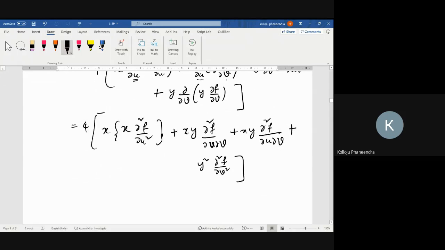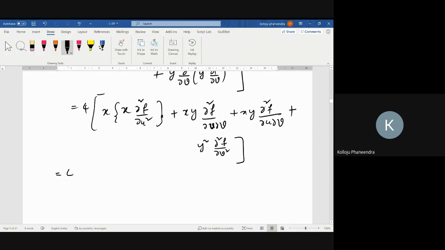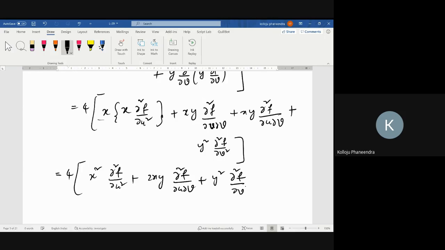Now this is equal to 4 into x² ∂²f/∂u², plus 2xy ∂²f/∂u∂v, plus y² ∂²f/∂v². This is the value of ∂²f/∂x². Equation 1.